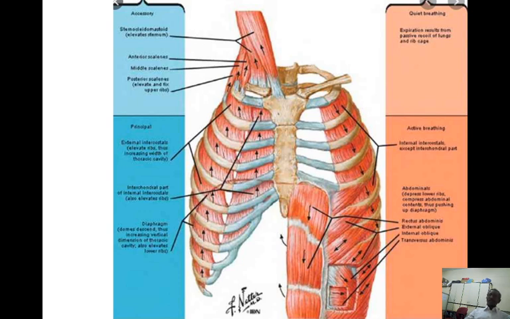Sternocleidomastoid muscle and scalenus muscles, anterior, medial and posterior scalenus muscles, are also helping in elevating the rib cage. Whereas for expiration, the internal intercostal is drawing the ribs downwards such that the rib cage is losing its length as well as its width, and then it is helped by the rectus abdominis, the external oblique, internal oblique and transverse abdominis muscles to push the air out. Inspiration.